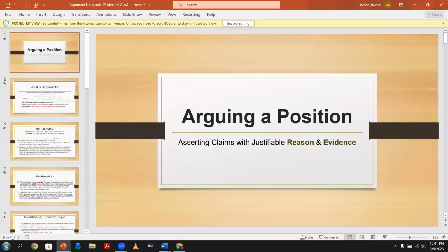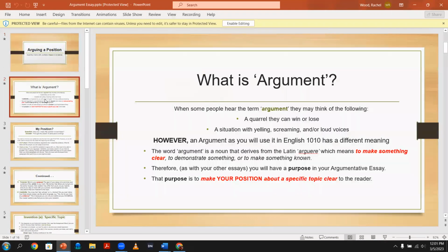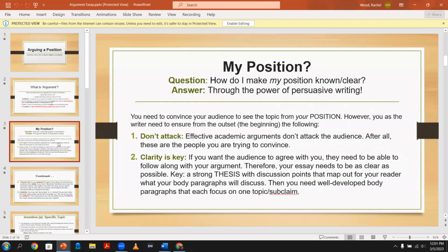Again, we're just in the beginning stages, but you have to know what an argument is. You have to understand that an argument has a different meaning. It means to make something clear. So again, we've talked about it. What's your position? How do you make your position known? You're going to use argumentative or persuasive writing.